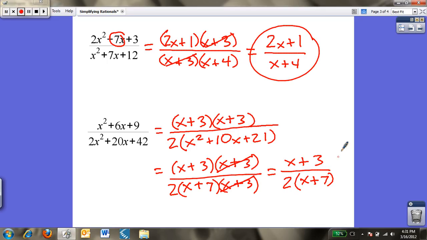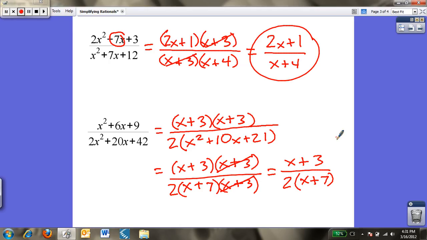Alright, so this is a little bit about simplifying rational expressions. It's just this idea that we can treat these just like regular fractions, except it's the factors that we look for that are much more complicated. We're no longer just looking for numerical factors, but we're looking for polynomial factors.